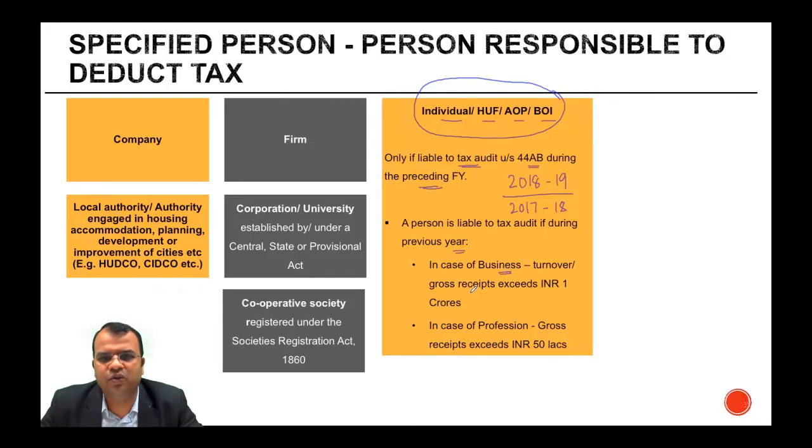A person is liable to tax audit if during the previous year, in case of a business, the turnover or the gross receipts exceed 1 crore. In case of profession, the gross receipts exceed 50 lakh rupees.